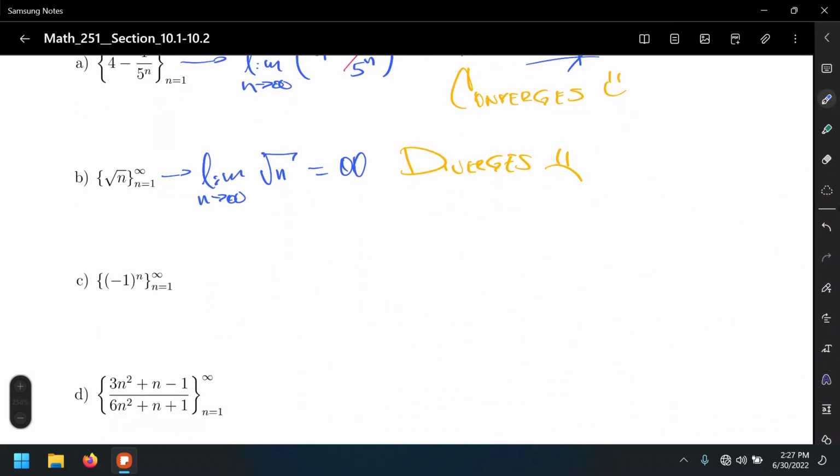Oh, let's look at this one. Letter C, negative 1 to the n. All right, let's set it up as a limit first. Negative 1 to the n as n approaches infinity. All right, what about this one? Oh, negative 1 to the n. 0.